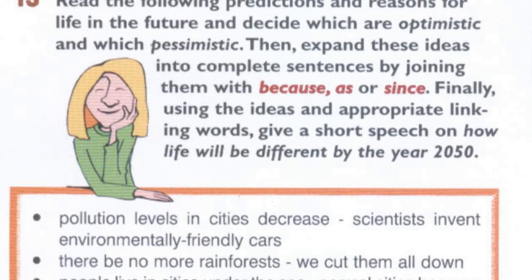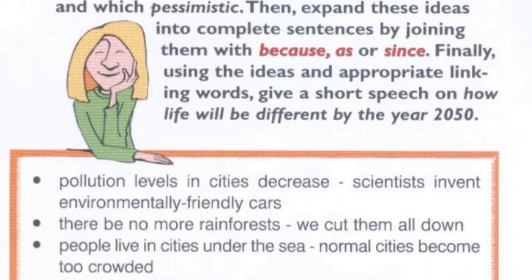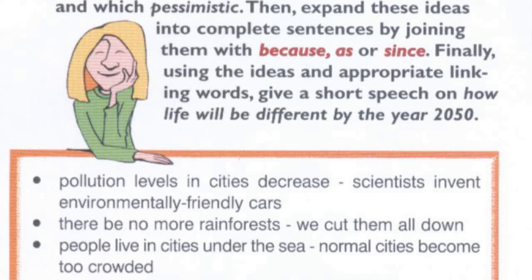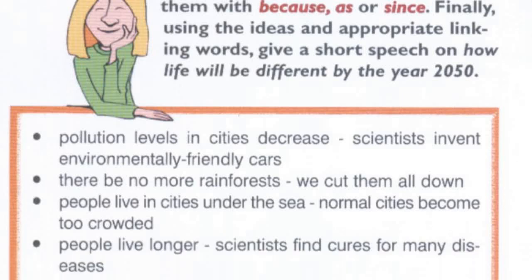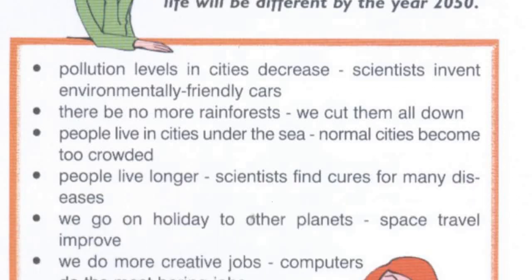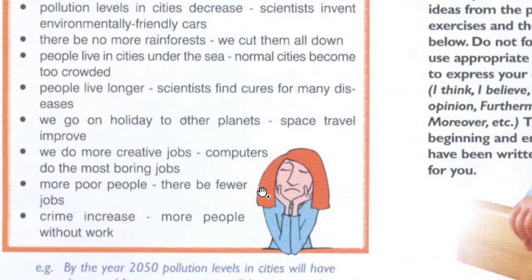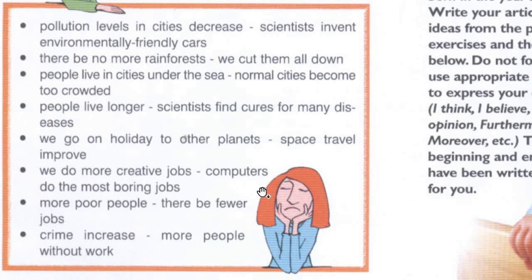Okay. So then expand these ideas. We want to talk about the ideas presented here to see which one is pessimistic, which one is optimistic, and then expand the ideas by joining them with because, as, or since. Okay. First, focus on the ideas here. The first idea, look at them and take about 10 seconds, just 10 seconds, a very tiny margin of time you get, and find out which one is optimistic, which one is pessimistic. Your time is starting right now.